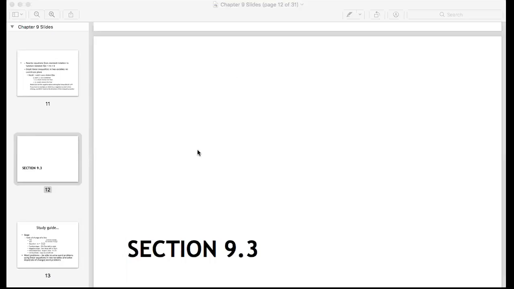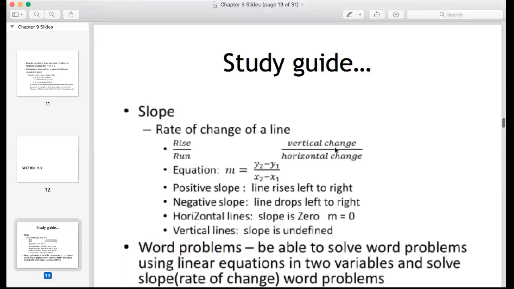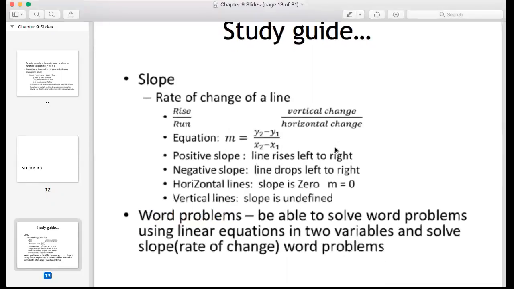We're going to take a look at section 9.3 today. And what this is going to cover is slope. So we're going to learn how to calculate slope if given 2 points, or how to count out slope if we're looking at an equation or if we're looking at the line of a graph.